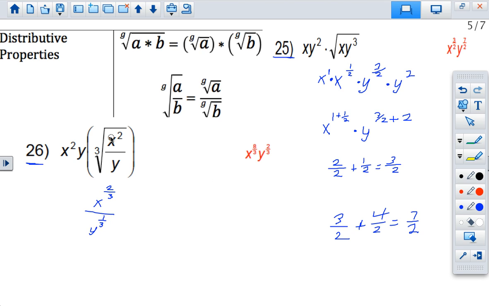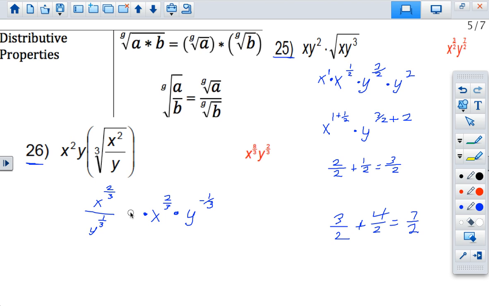Okay? And remember, if I have a term in the denominator, I can go ahead and move it up into the numerator by making this exponent negative. So what I'm going to have that's just this stuff that's in parentheses is going to be x to the 2/3 power times y to the negative 1/3 power. Okay, and that will allow me to get this here out of the denominator.